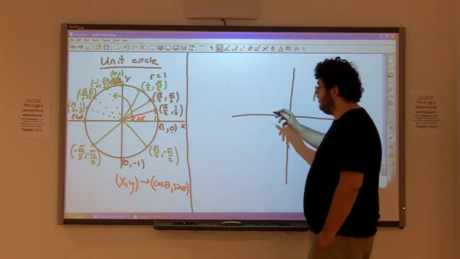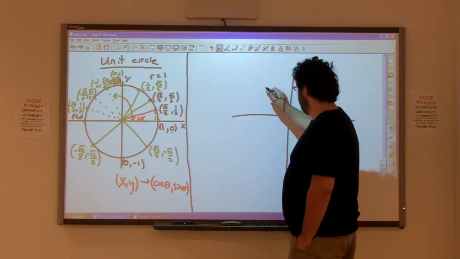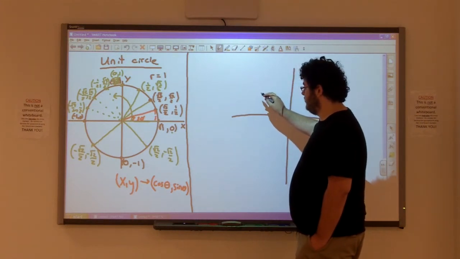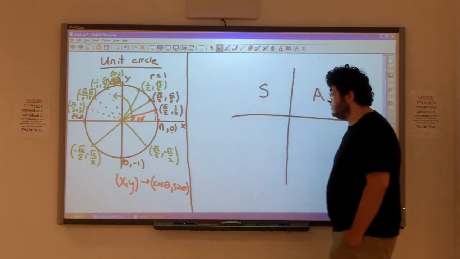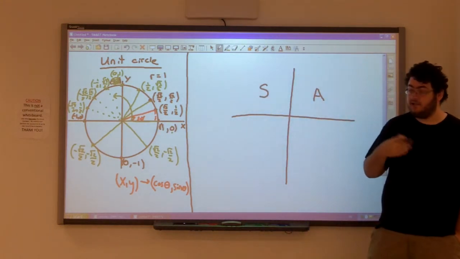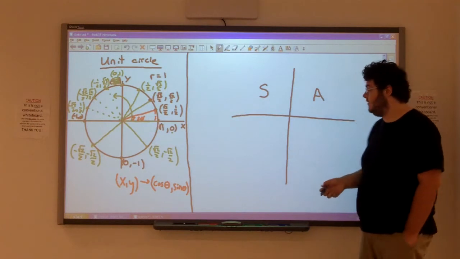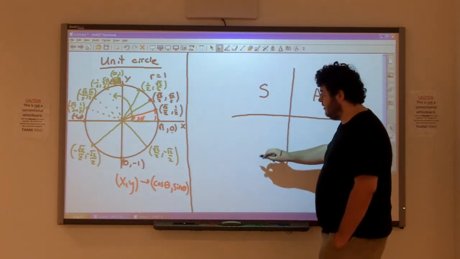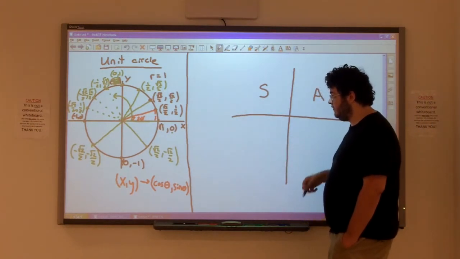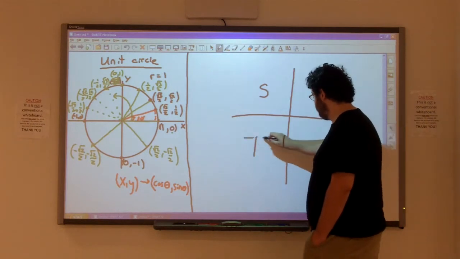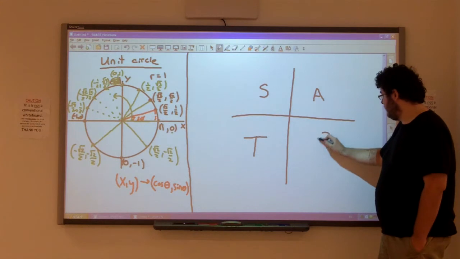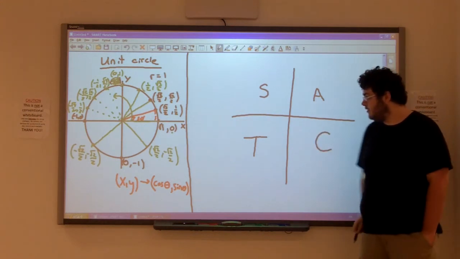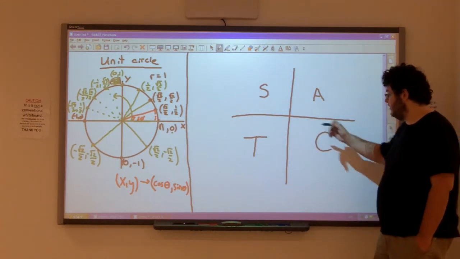If you're over here, the only positive one is going to be sine, because cosine is negative, and since tangent is sine over cosine, it'll also be negative. If you look over here, sine and cosine are negative, but that means tangent is going to be positive. And over here, we just have cosine being positive because sine is negative.